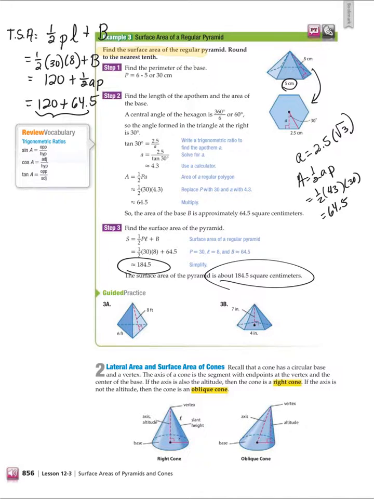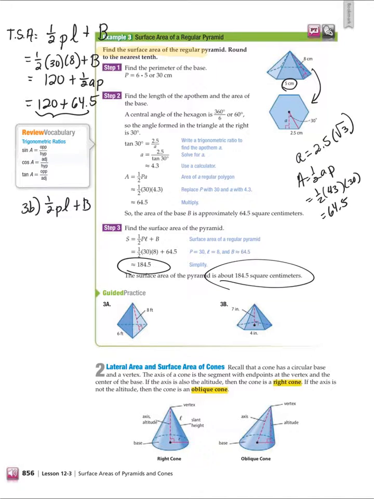Okay, how did it go for you with 3B? We still need to write our formula. I want you to know what you're looking for. So we're going to have 1/2 PL plus area of the base. I do have enough information to find the perimeter of the base.